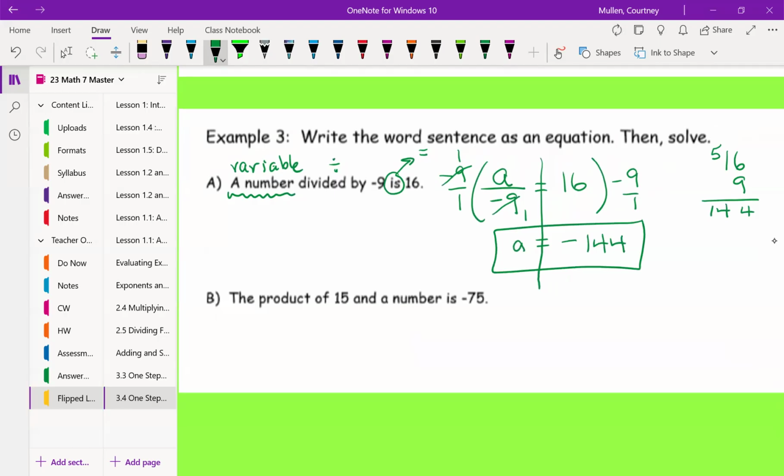B, the product of 15 and a number is -75. Write and solve this equation.